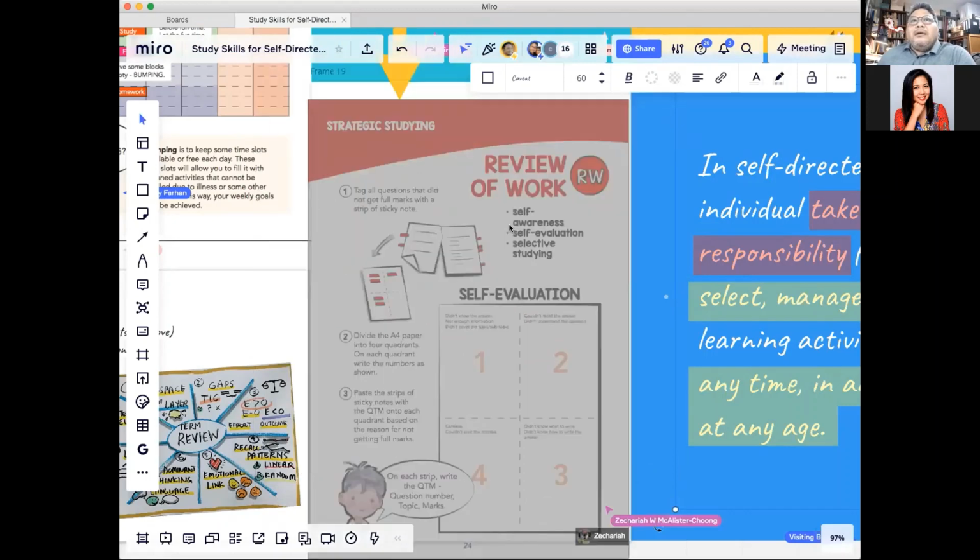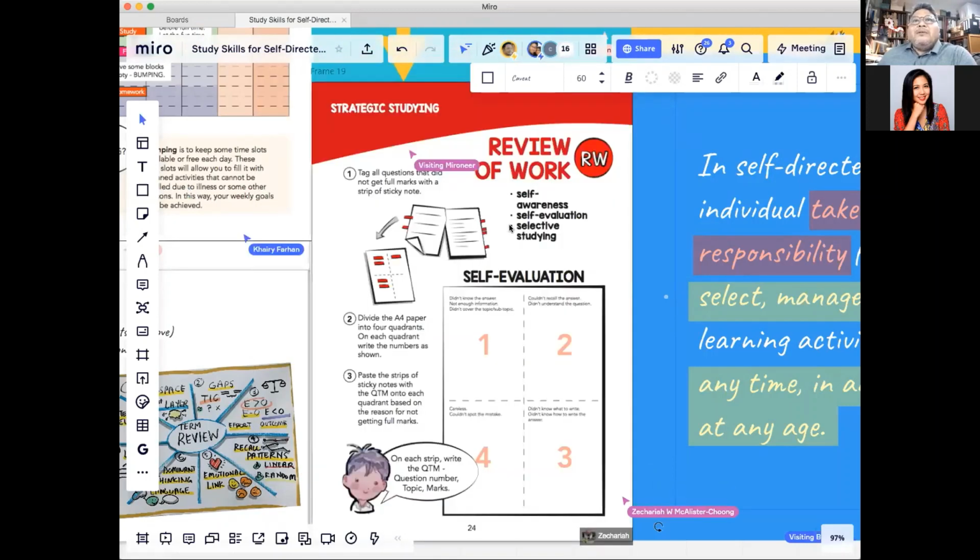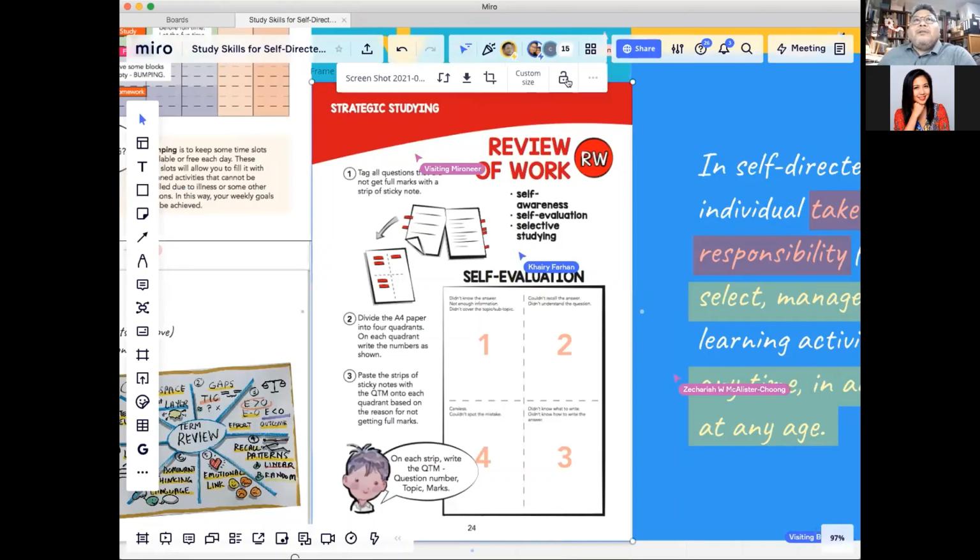You just have to click the device. You don't have to move it. You just have to click it. Let me just lock it in. And then you can download the image here.